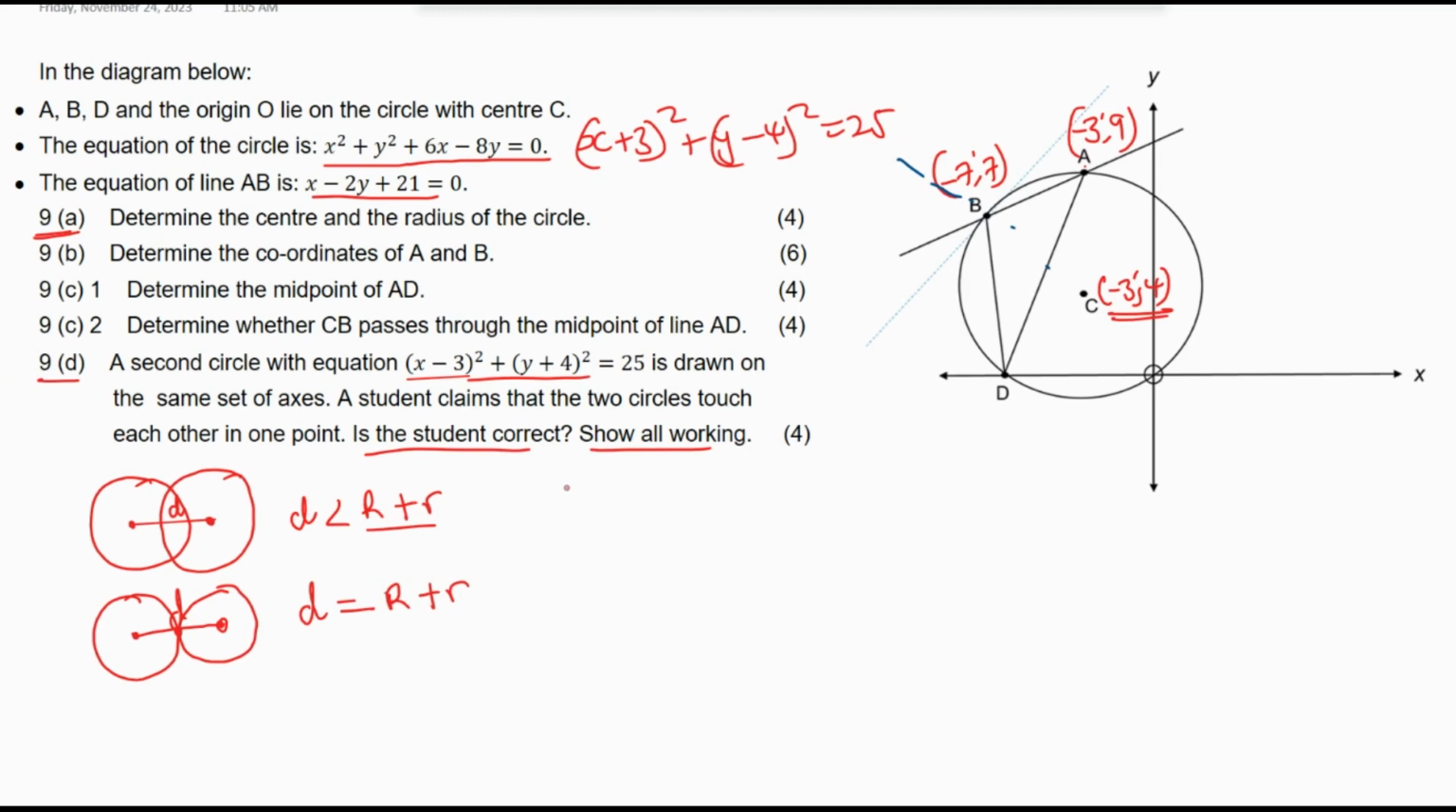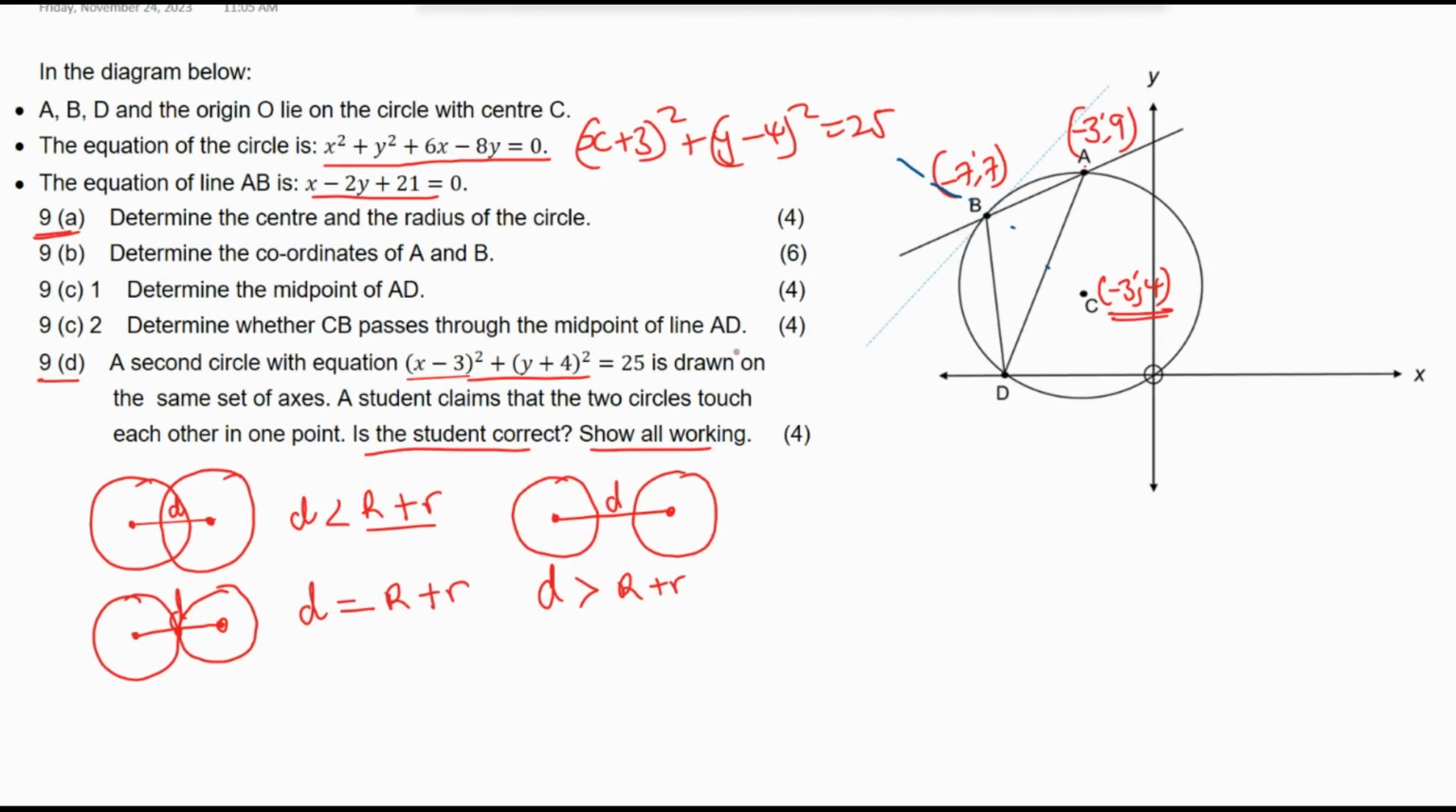Then the third situation, where the circles are not even touching each other like this. You have center for circle 1 and center for circle 2. Then this distance in this case is greater than the sum of the two radii. So it's going to be greater than radius 1 plus radius 2.